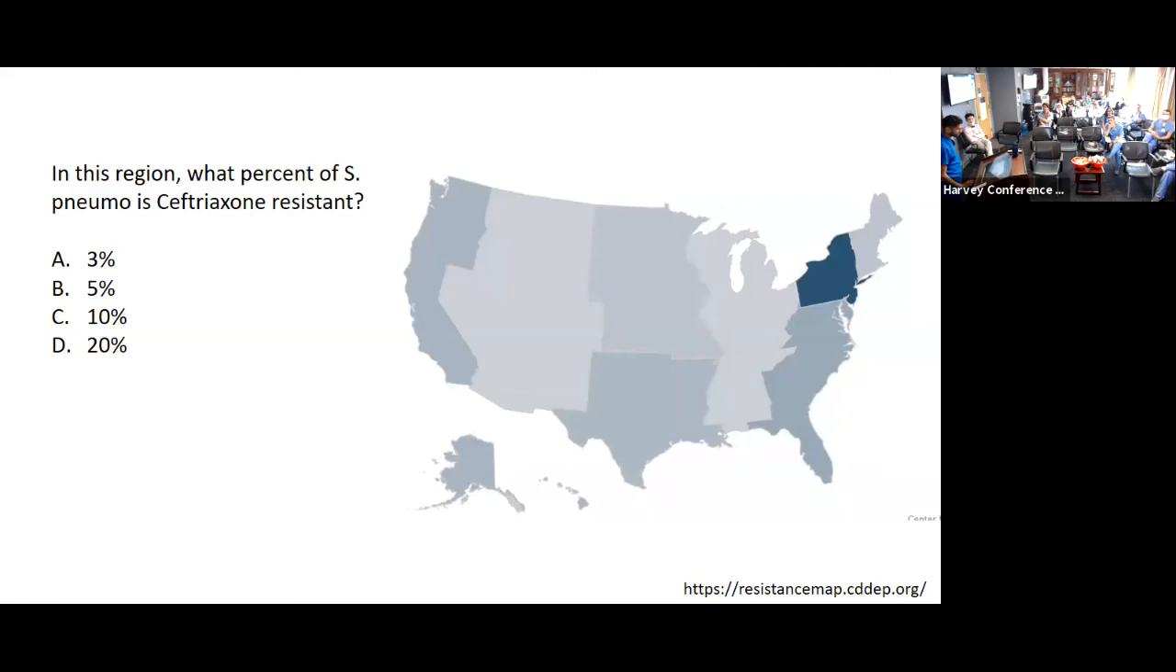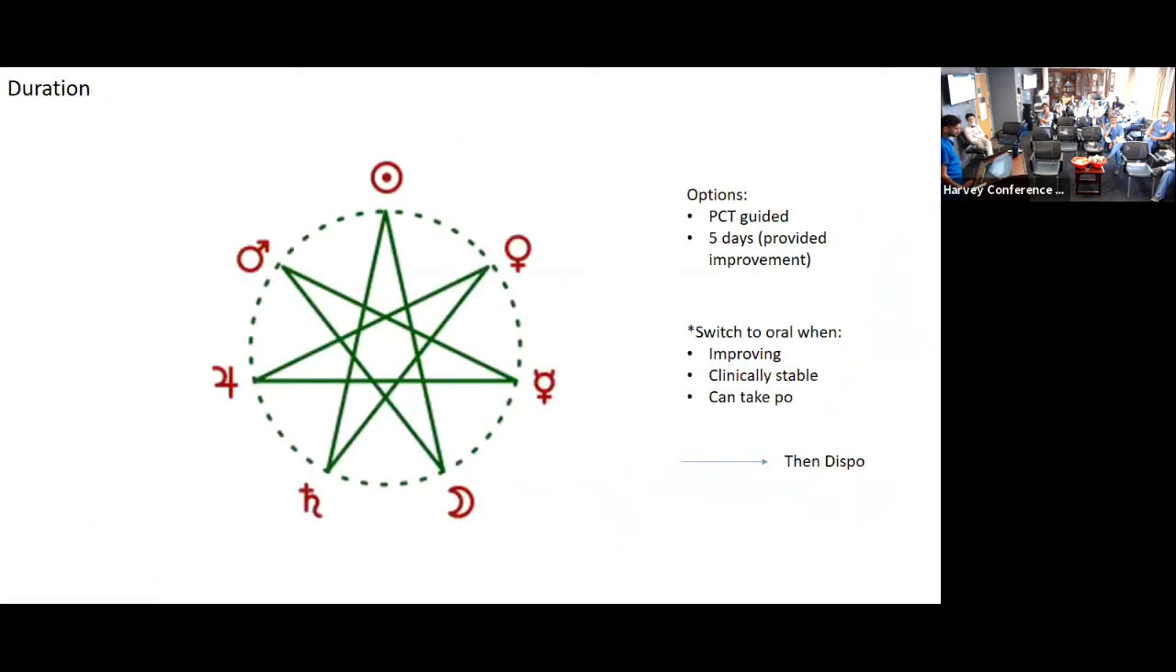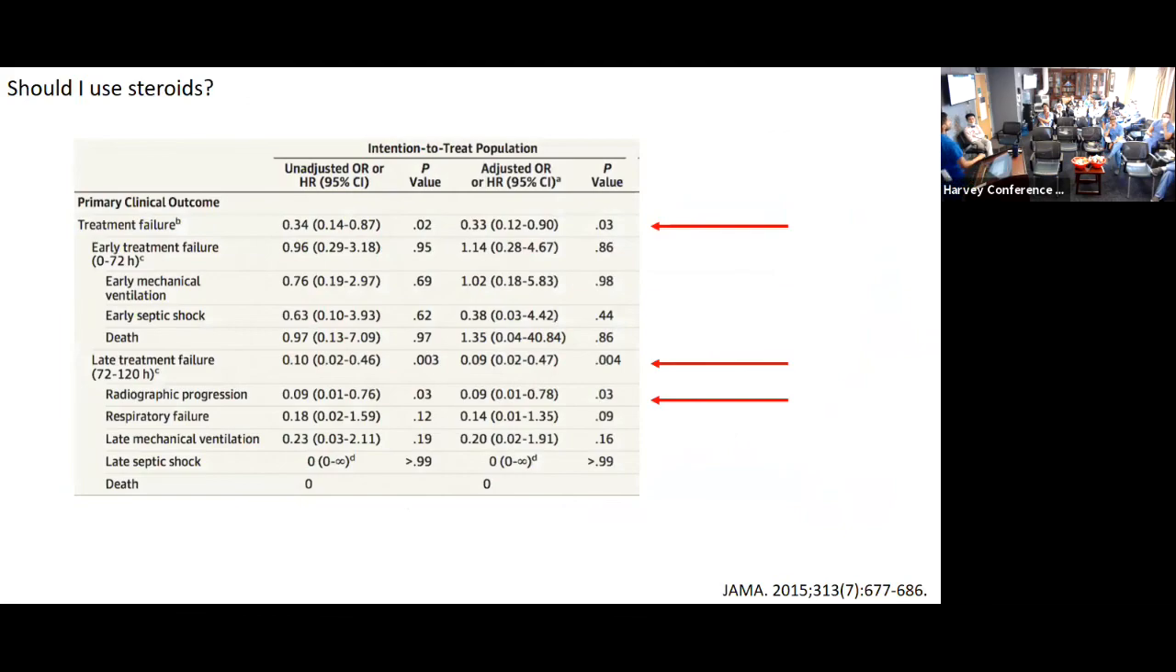Yeah, that color scale means that. And this is from right here. This just shows macrolide resistance is getting higher. I'm going to skip this. Should use steroids.